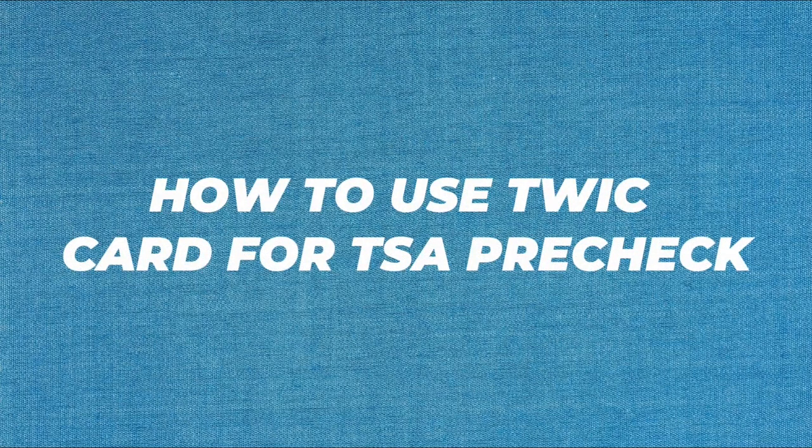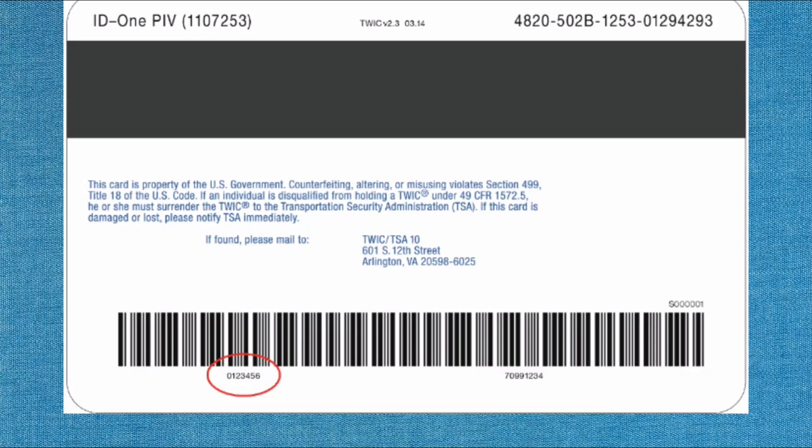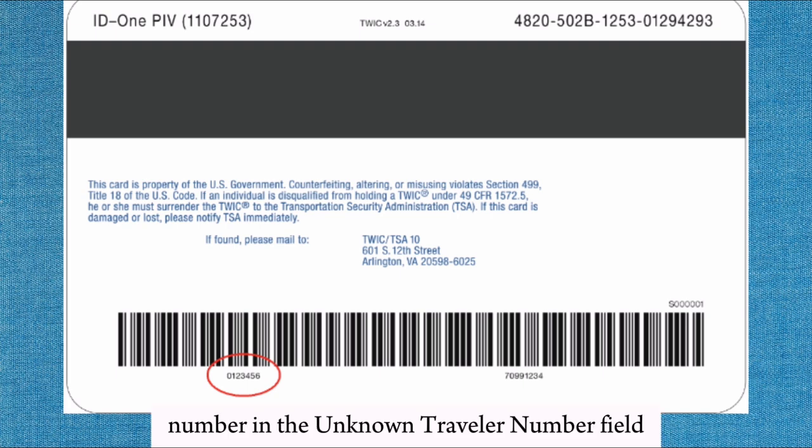How to use Twic card for TSA Precheck. Find the CIN number on the back of your Twic card. When booking a flight, enter the CIN number in the Known Traveler Number field.